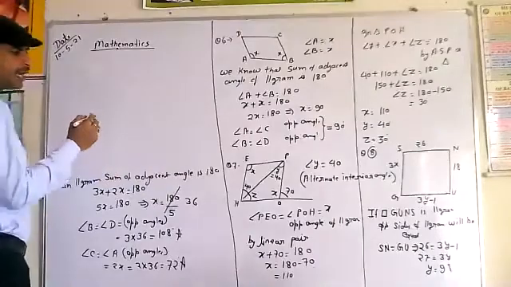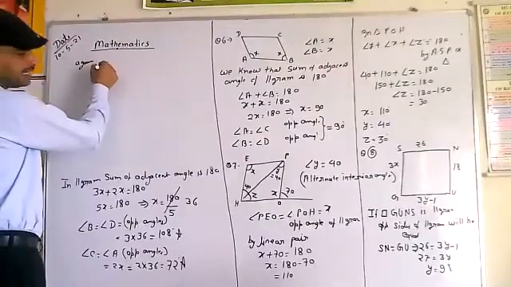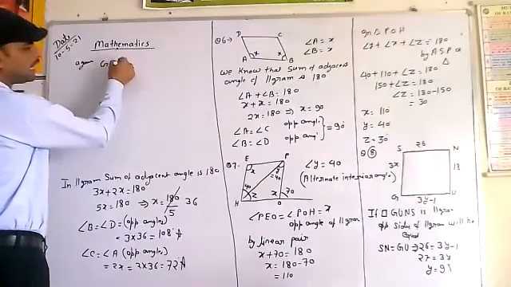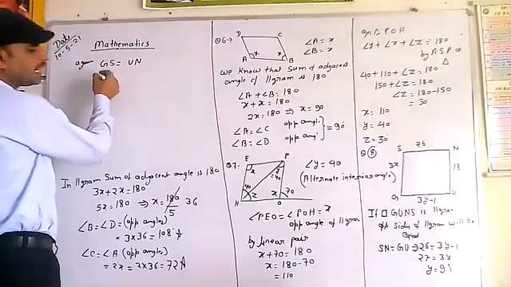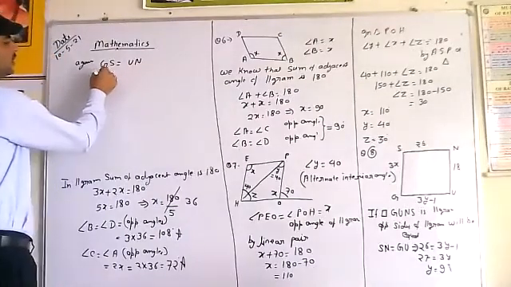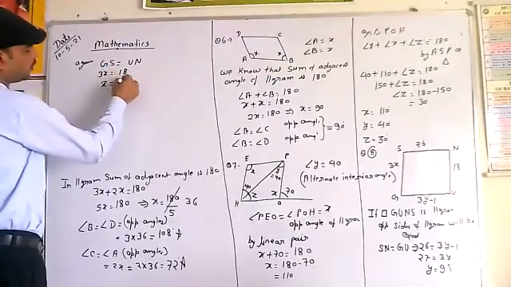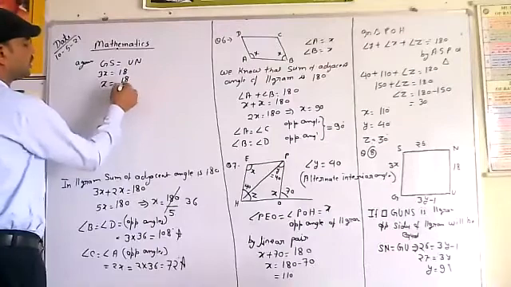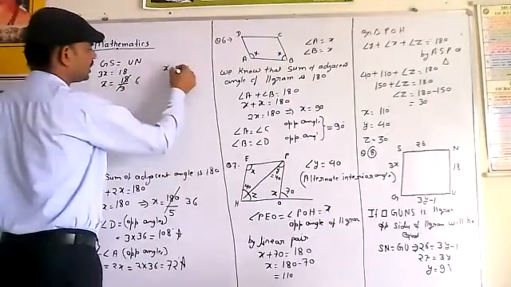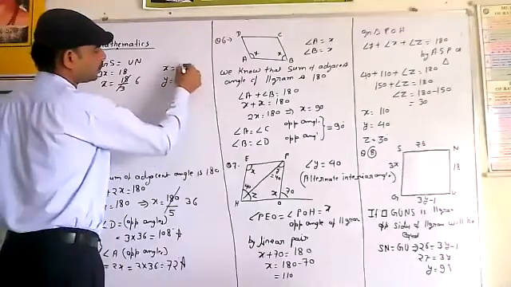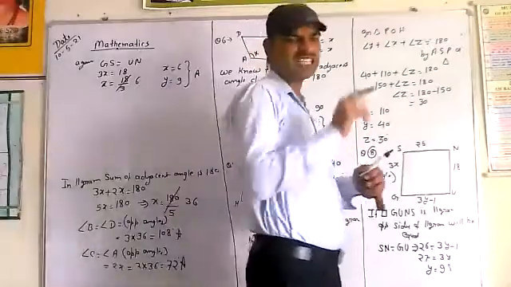Here y is equal to 9 and again GS is equal to UN, opposite sides of a parallelogram. This is 3x is equal to 18, so x equals 18 by 3, that is equal to 6. So x equal to 6 and y is equal to 9 is your required answer. This is the first figure.